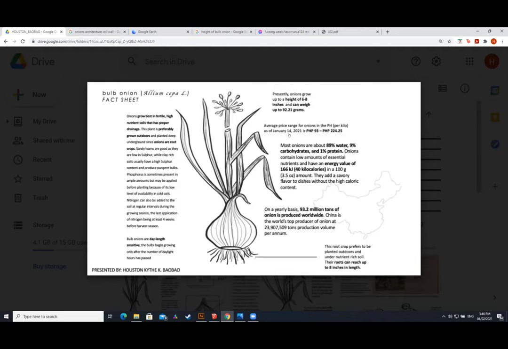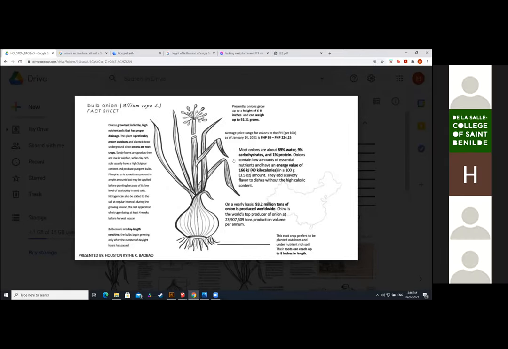When it comes to nutritional value, onions are actually 89% water, so they don't really add much calories to a person's diet. And so, fun fact, every year, more than 90 million tons of onion is produced worldwide, and the number one producer of onion is China with 23.9 million tons.